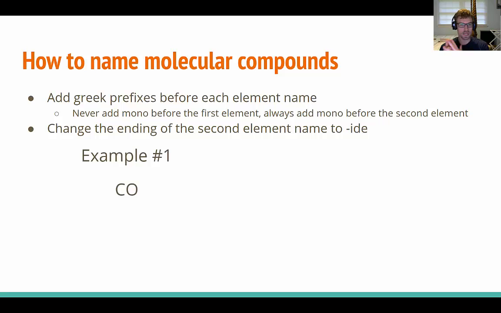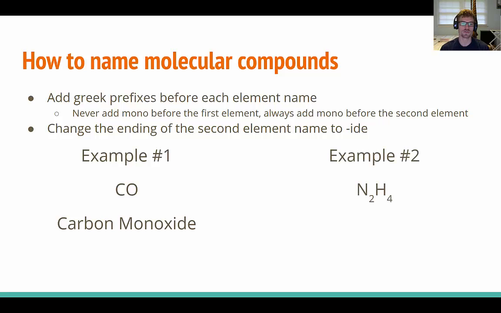C and O. Got to go to your periodic table. C is carbon, O is oxygen. Okay, now notice here that we have one of each of these. So we never add mono before the first element, but we always add mono before the second element. All right, so this is going to be carbon monoxide. We've got the mono, we're adding that to that second element, but not to the first one. All right, let's look at another example.